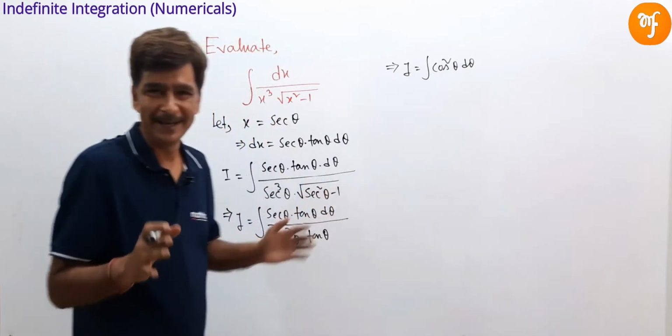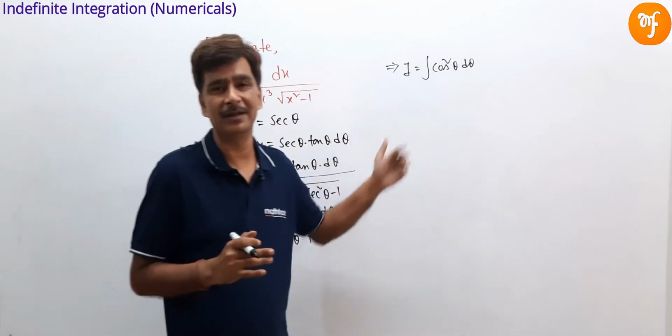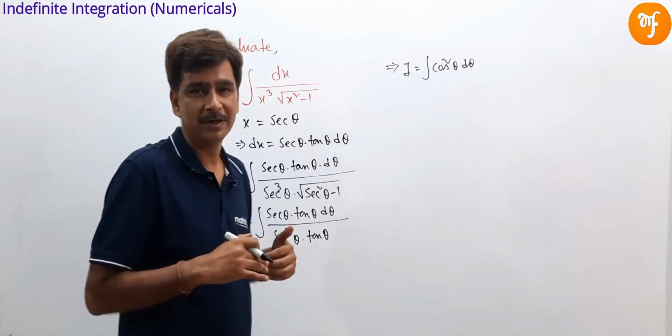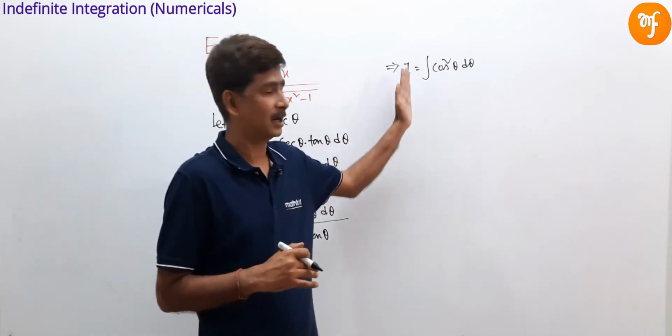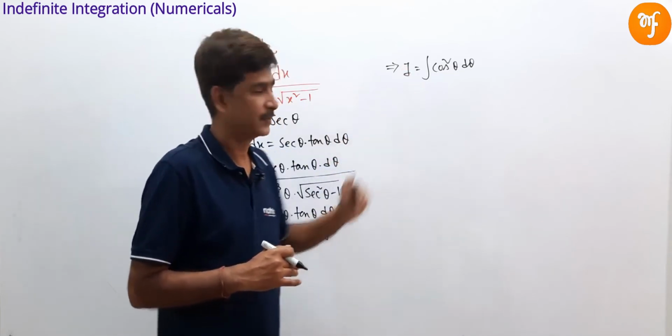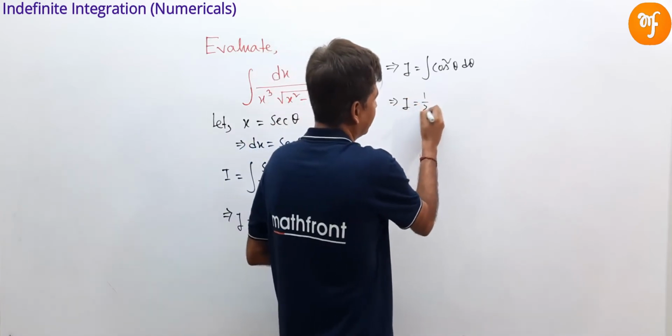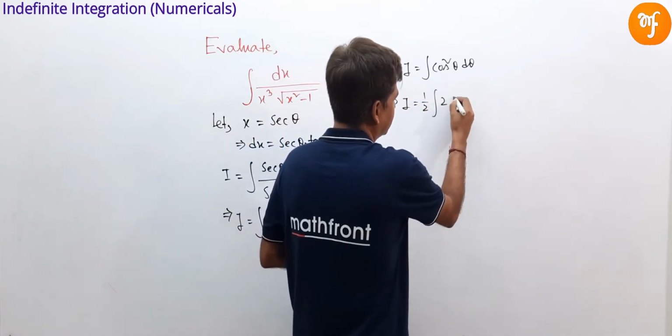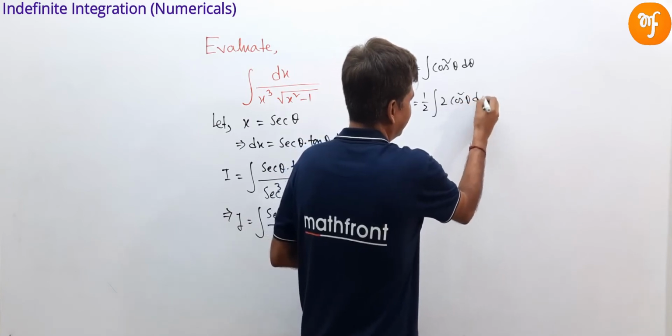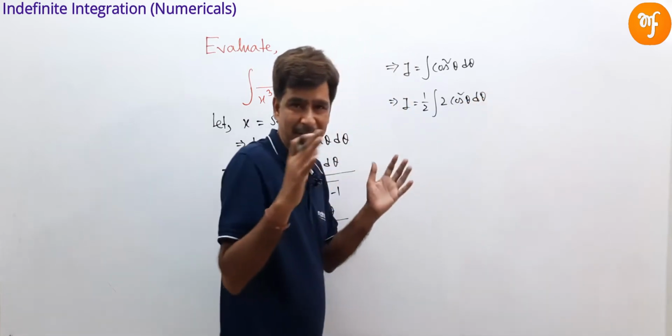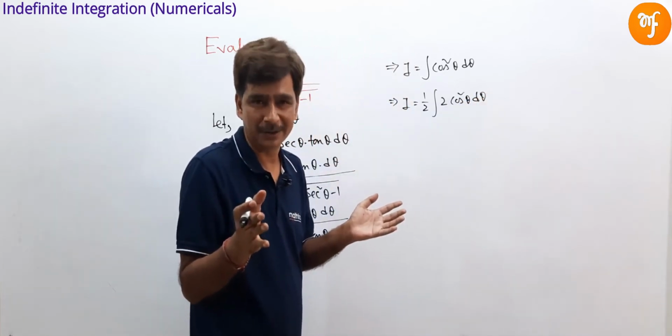Is it? Now how can the integration of cos square theta d theta be found? We know we normally multiply and divide by 2 first. So I is equal to half into 2 into cos square theta d theta. Now we must write 2 cos square theta as 1 plus cos 2 theta.